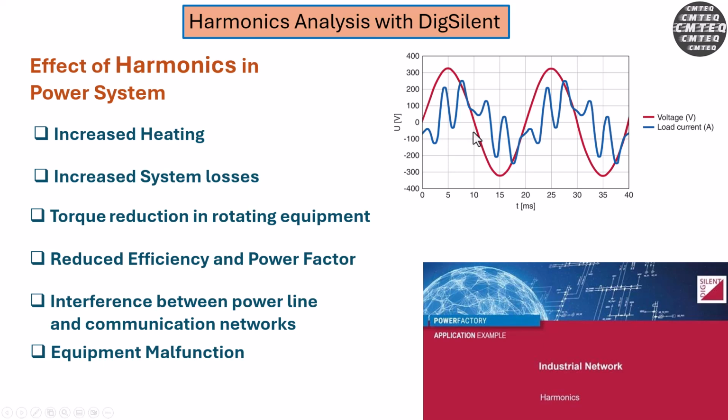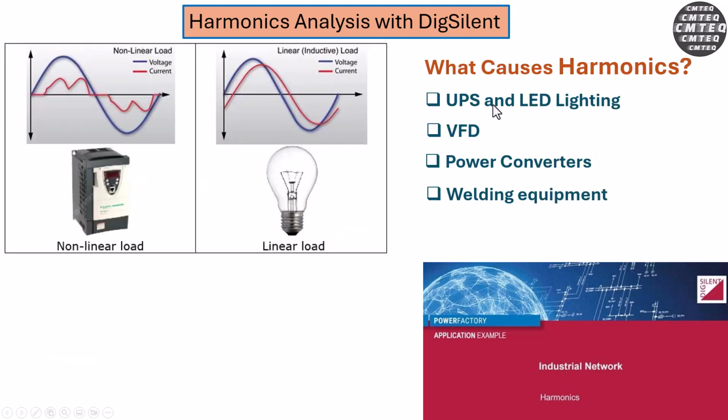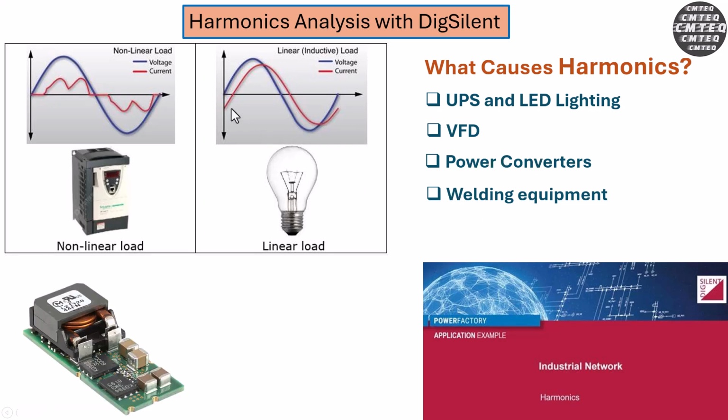your system. Now, we said earlier that harmonics are caused by nonlinear loads that come in the form of UPS and LED lighting, variable frequency drives, power converters, and welding equipment. But there is something common in all these types of load, which is the switching, right? These are all power electronics converters. Basically, the way these systems work is they rely on switching, so the load is no longer linear. It's basically a switching converter.